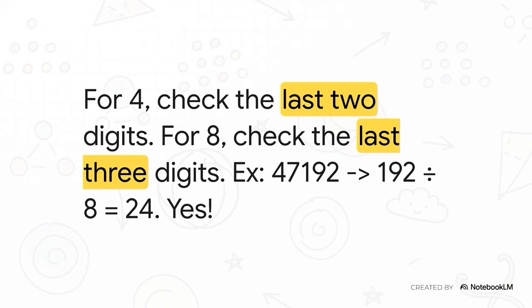The rule for 4 and 8. When it comes to 4 and 8, the secret is hiding at the very end of the number. To check for 4, you only need to look at the last 2 digits. For 8, you look at the last 3. If that smaller chunk of the number is divisible, then the whole thing is. This trick saves so much time.